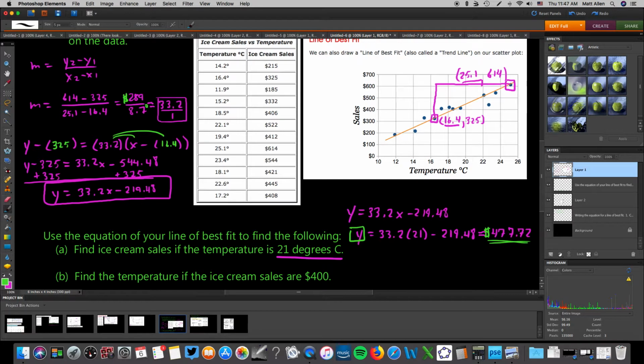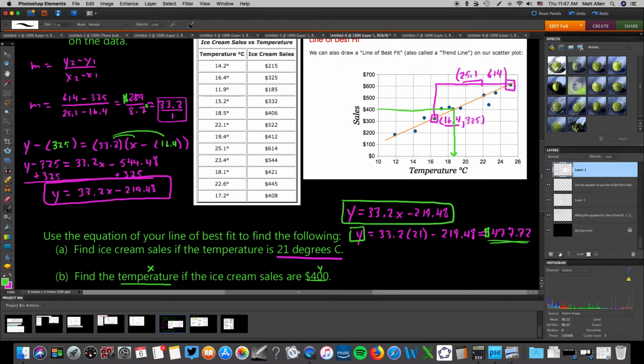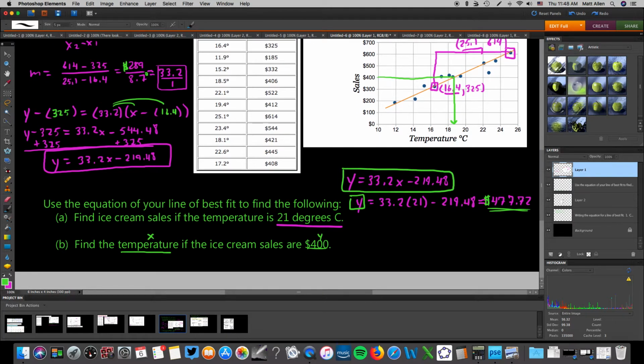So now what I want to do is also interpolate, but take a different approach. What if I want to find the temperature? So in other words, find x when I give you a y value. This time I'll give you the sales. So at 400 dollars, if I had to guesstimate, I'd say it'd be about right here, and it would go down and hit our temperature axis about right here, maybe a little below 19. But this time we're using the same equation, except plugging in for our y value and solving for x. So we are going to substitute in for our sales here, or our y value, $400 in sales, and this would equal 33.2x minus 219.48. And so our job here would just be to solve for x.